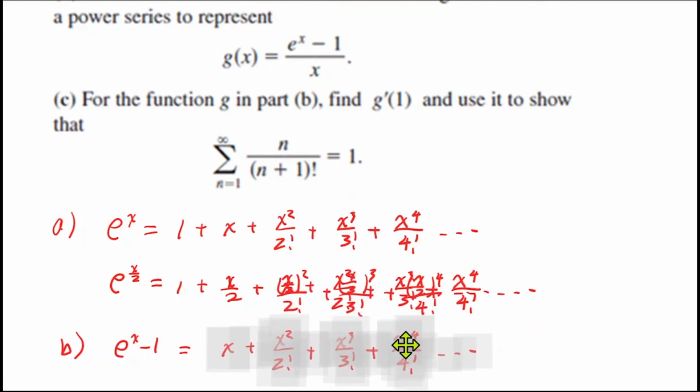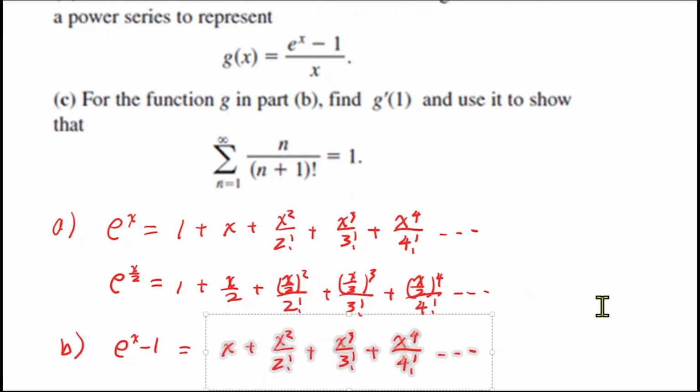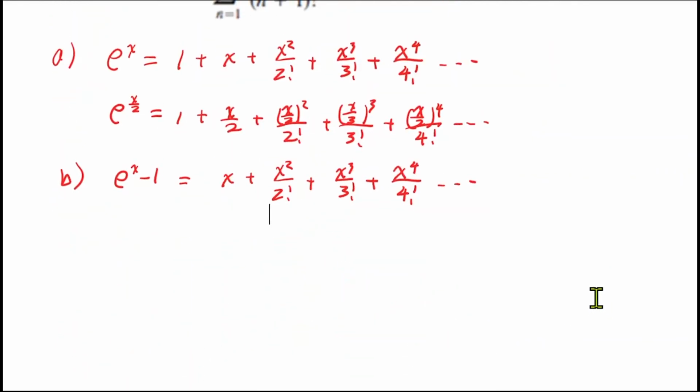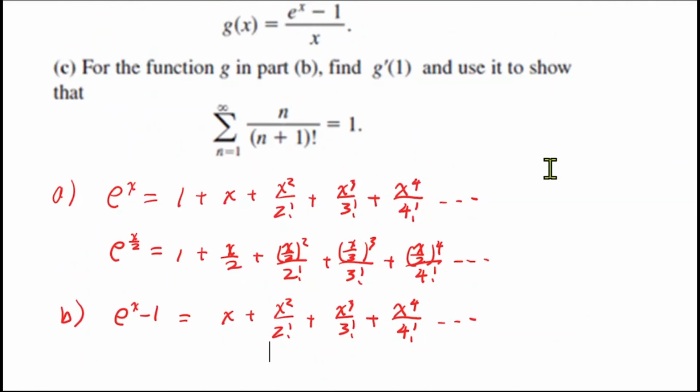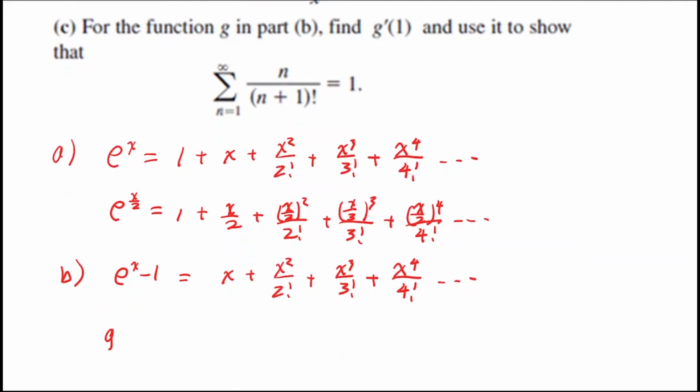Okay, there we go. So far with me? Then our function is divided by x. So my g of x now is e to the x minus 1 over x. So we have 1 plus x over 2 factorial plus x squared over 3 factorial plus x cubed over 4 factorial. Okay, there's a caution.